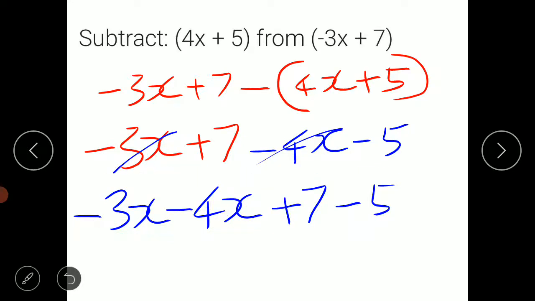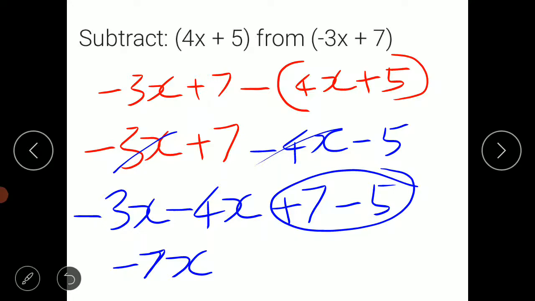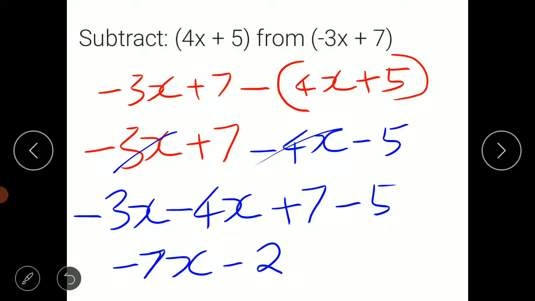Okay, now let's simplify. Pick up the numerical values and simplify. Minus 3, minus 4, like signs, add. So we will have minus 7x. Both are negative, so when you add, you will get negative only. So minus 7x. Then the constant term: unlike signs, subtract, greater number sign. So 7 minus 5, 2. So the answer is minus 7x plus 2.